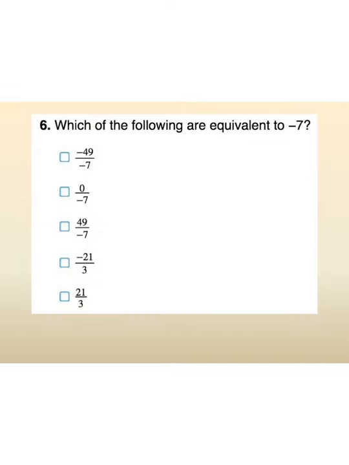Okay, for 6, which of the following are equivalent to negative 7? So all you're doing for these is going to go through and see after you divide which ones give you a negative 7. So pause the video real quick and see if you can do this one.